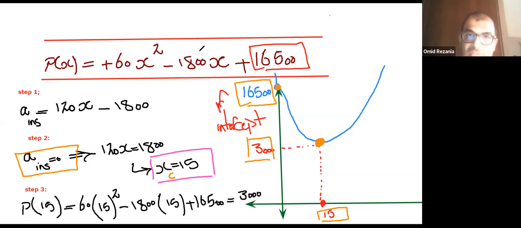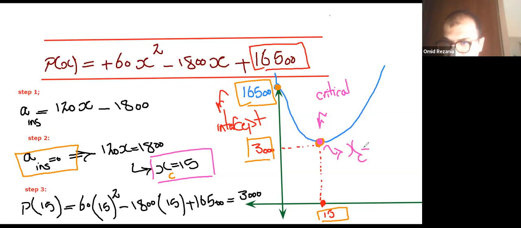Then based on step number 3, we are able to find the full coordinates of our critical point. I call that a critical point because this point is the root of the instantaneous rate of change equation. We say that the full representation, x of c, is essentially this. X is 15, y is 3,000.